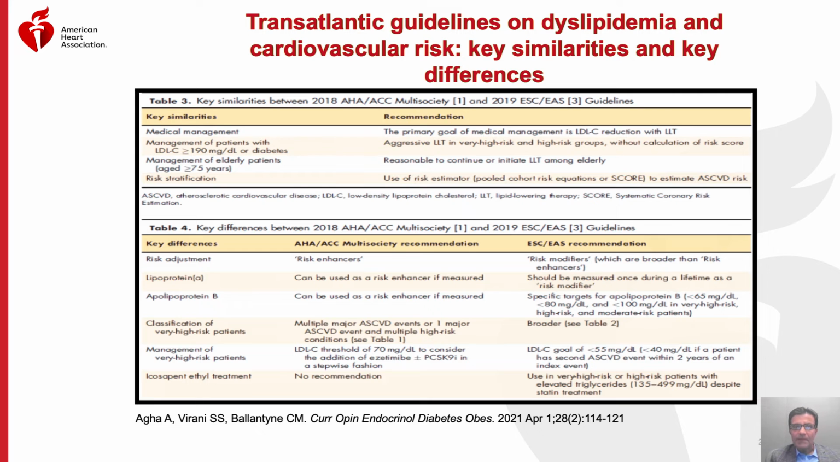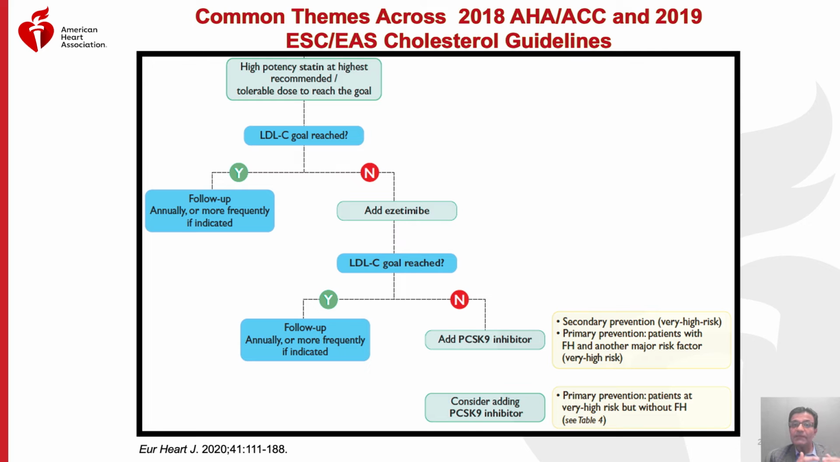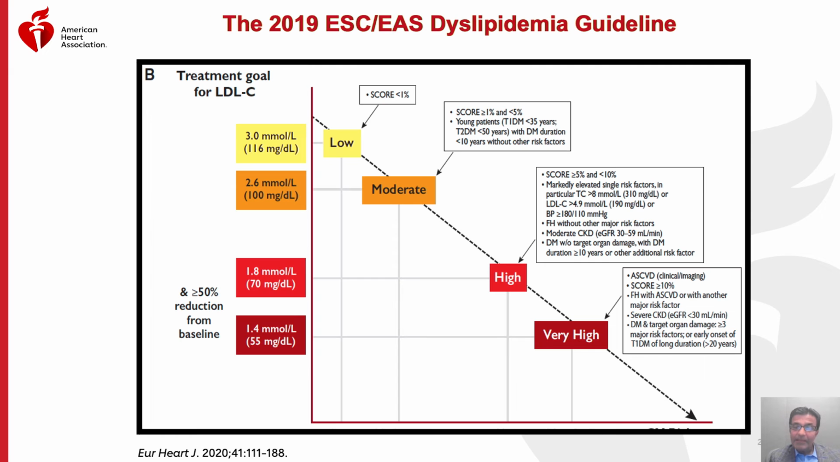So now if you look at the guidelines by the European Society of Cardiology and compare them to 2018 ACC/AHA guidelines, there are differences. Again, there are a lot of similarities as well. The similarity here is that even ESC and EAS, European Society of Cardiology, European Atherosclerosis Society cholesterol guidelines, recommend stepwise addition of ezetimibe first, followed by a PCSK9 inhibitor. On the other hand, they recommend LDL cholesterol goal of less than 55 milligrams per deciliter as opposed to 70.